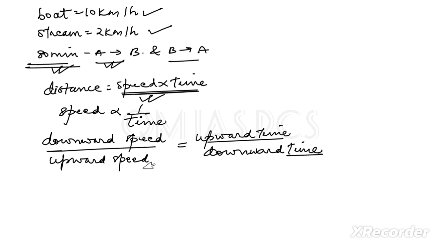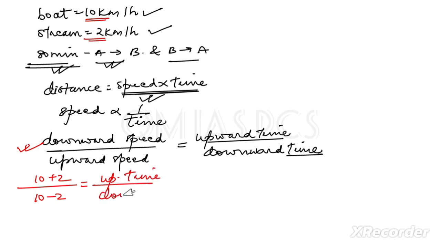So what will be the downward speed? In case of downward, what I have taught you, it will be 10 plus 2. We have to add both speeds. So it will be 10 plus 2, and for upward it will be 10 minus 2. Okay, and that will be the upward time and downward time. I can write up time or down time. Okay, so it will be like how much? 12 by 8, and that will be 3 by 2.